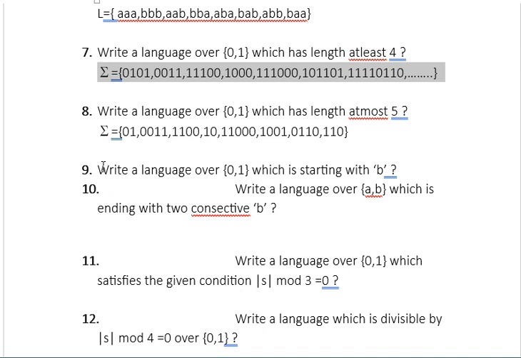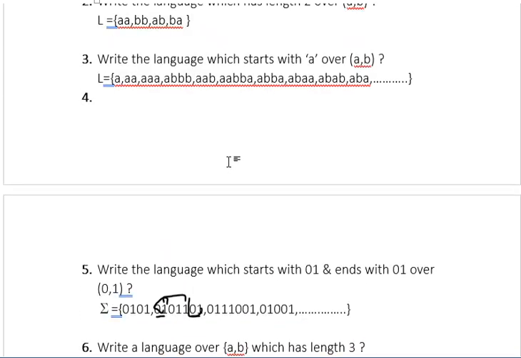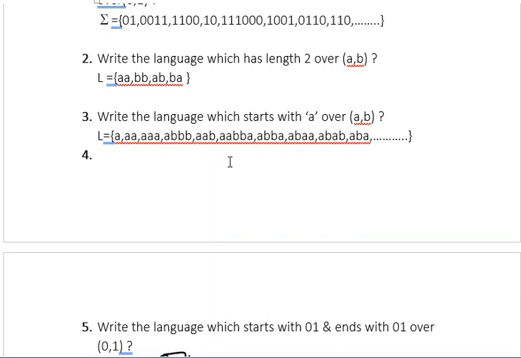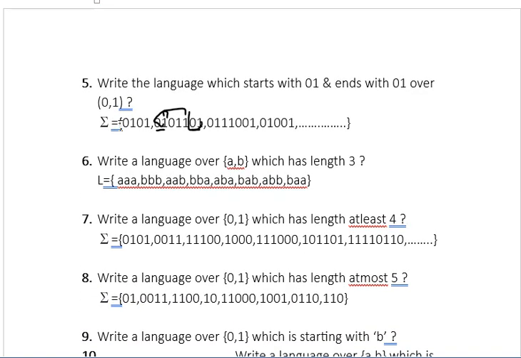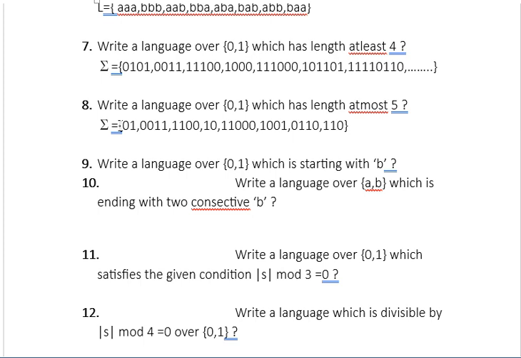Now let's see one more thing. Write a language over 0, 1 which starts with B. This thing you know, similarly to what you have seen here, the string which starts with A, now it starts with B. I think you know the solution, no need to show. Oh, yeah, here it should be A, B, it's my mistake. Okay, the inputs are A, B. From inputs A, B, you should start the string with the B.